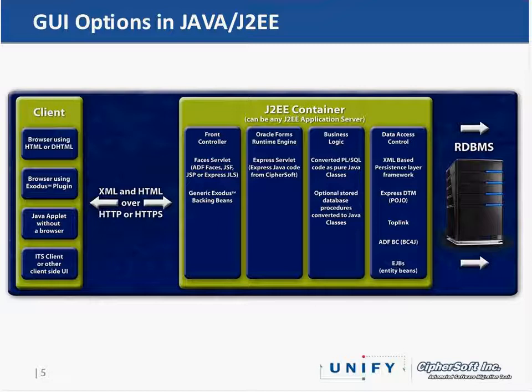That's when you see that little transition arrow between the client or presentation layer and the application server layer. You see that XML and HTML. That's determined by the client that you choose.